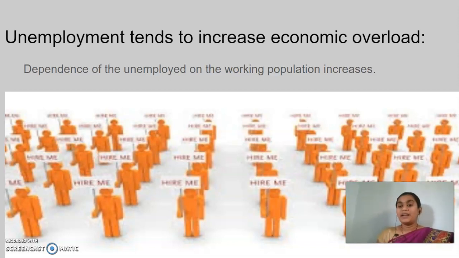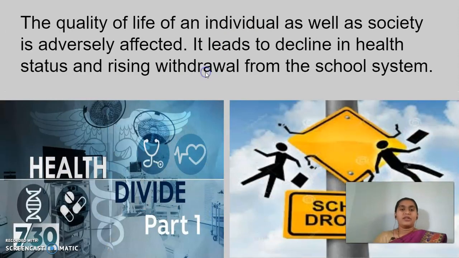So at that time what happened? It is just like an economic burden or economic overload. Okay, yes, children. In the next one, see, the quality of life of an individual as well as society is adversely affected. It leads to decline in health status and rising withdrawal from the school system.